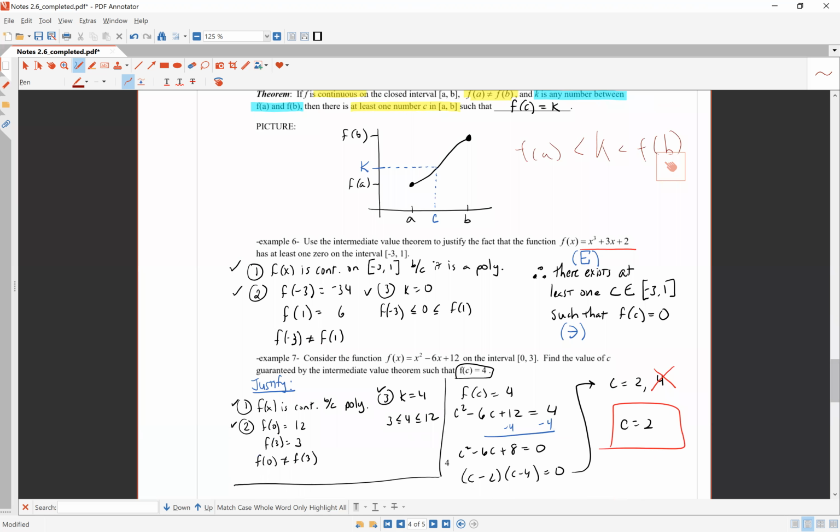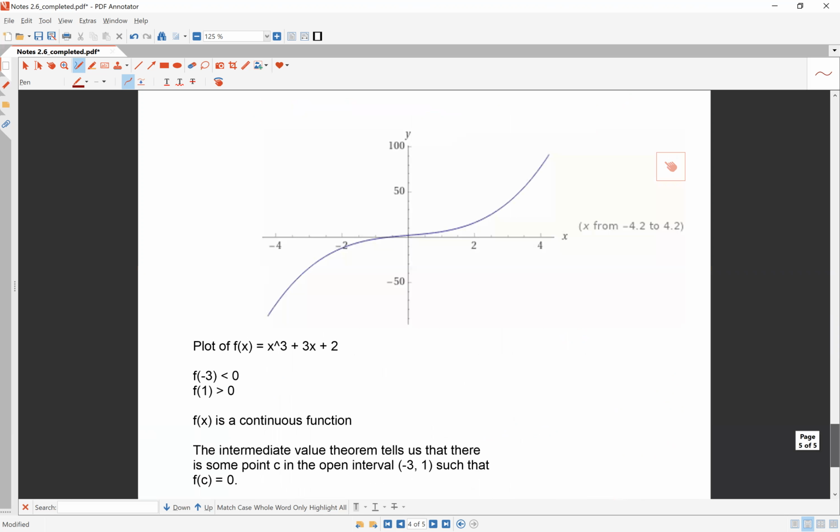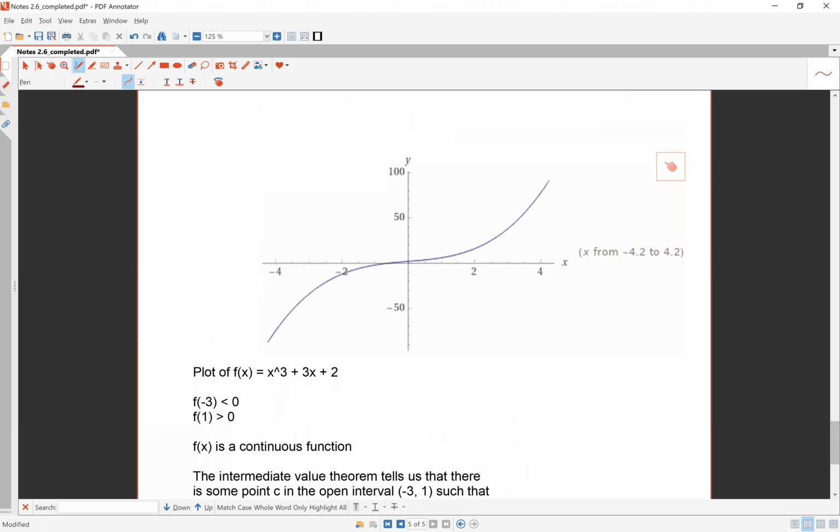So this theorem can be useful. Let's look at this function here, x cubed plus 3x plus 2. We want to show that it has at least one zero on the interval -3 to 1. I plotted that down here, and actually I went more than -3 to 1, but -3 would be about right here, and 1 would be about right there. And you can see it has to cross the line y equals 0.